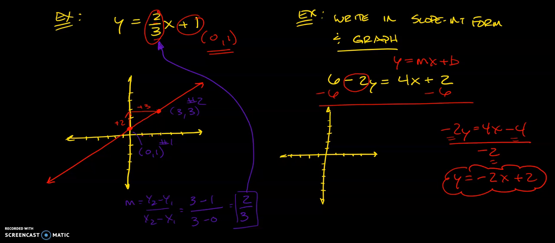And this I can graph. I go to plus 2 on my y-axis because that's my y-intercept. The slope is a rational number, -2/1. That means I'm going to drop 2 and run 1. And there's my new point right there. And that is the graph of that line.